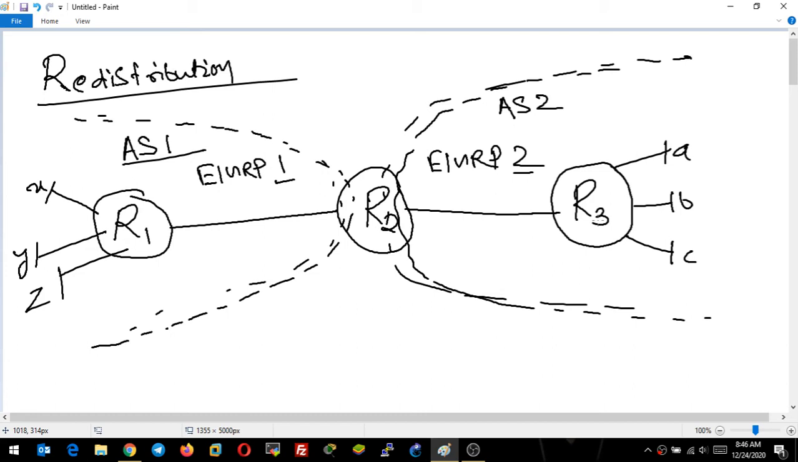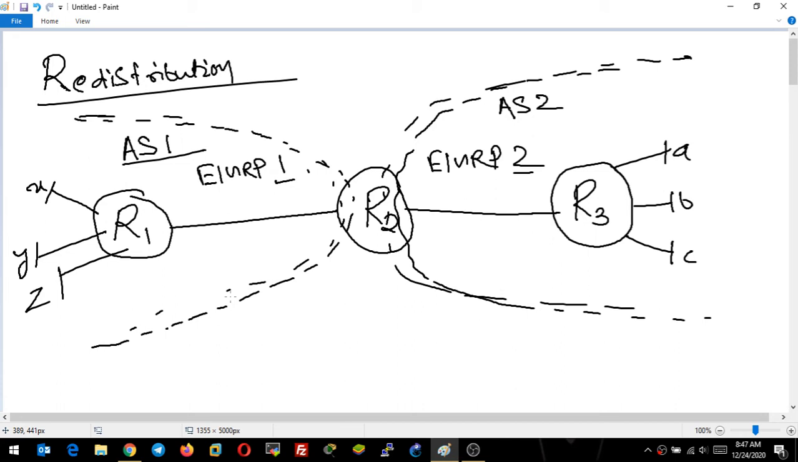In this scenario, at R1 I advertised the XYZ network interfaces inside EIGRP process 1. So in this whole autonomous system area, all the available routers can get the information about the XYZ network, just because they are inside one single autonomous system and they are doing EIGRP neighborship.